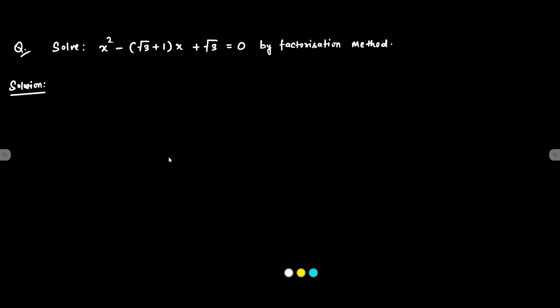So here is another question on solving quadratic equations through factorization method. So here it is given, the quadratic equation is x square minus (root 3 plus 1) into x plus root 3 is equal to 0. So we have to solve it through factorization method. So first we'll write the equation.